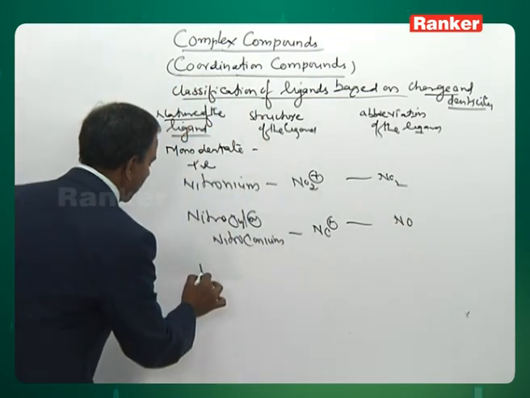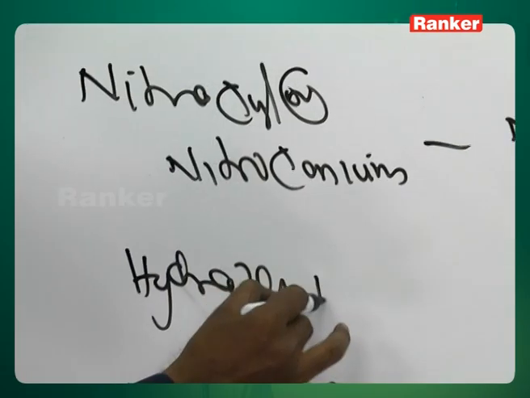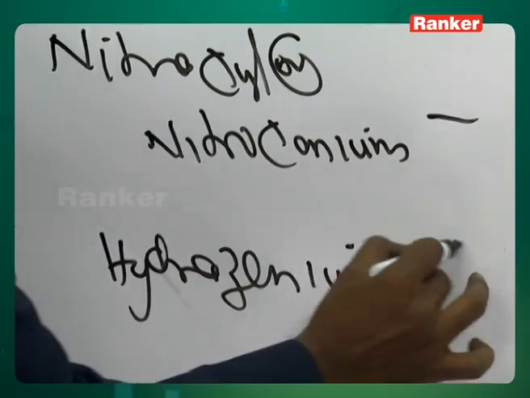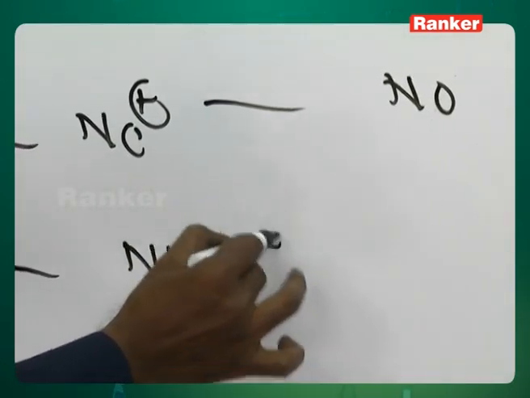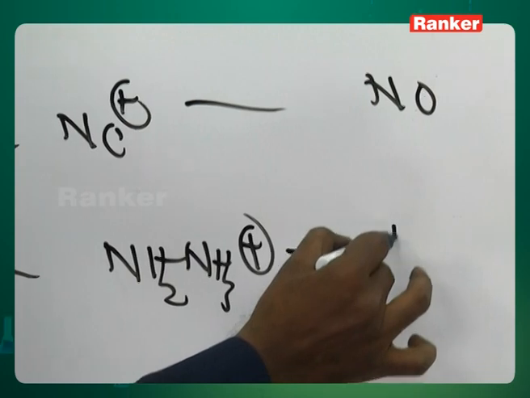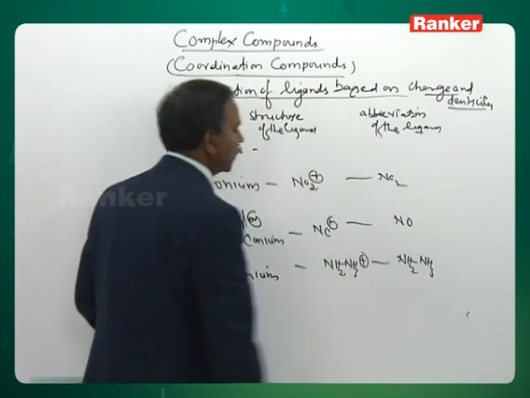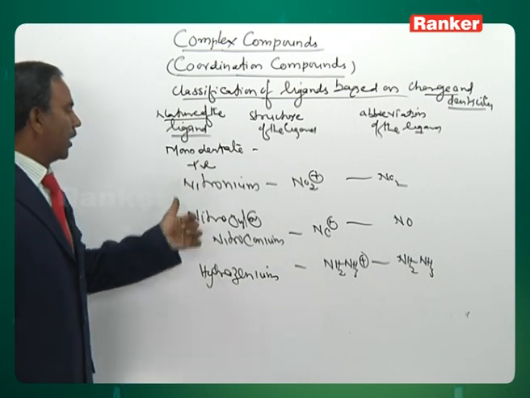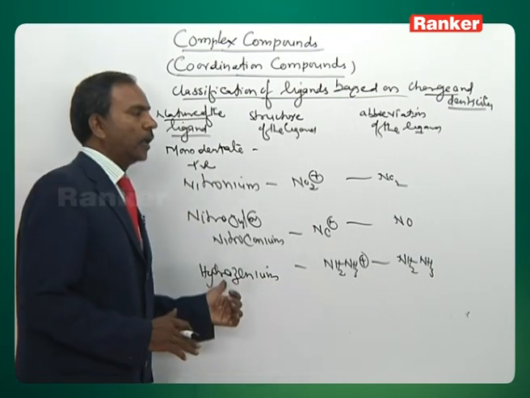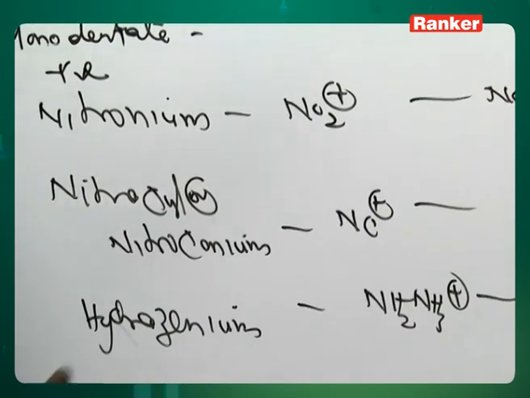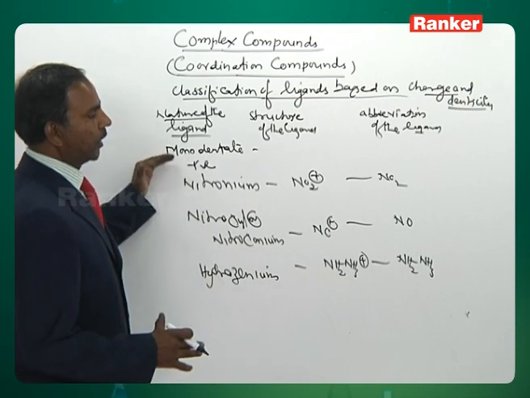The next one, hydrazinium, it is NH2NH3 plus, represented as NH2NH3. So these are the monodentate positive ligands. Some are monodentate negative ligands, and a few are monodentate neutral ligands. These are monodentate positive. Next, let us see bidentate ligands.